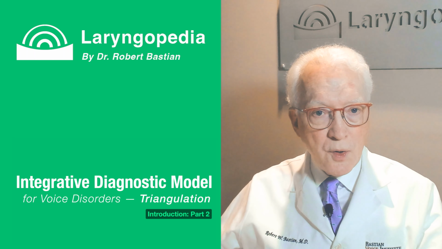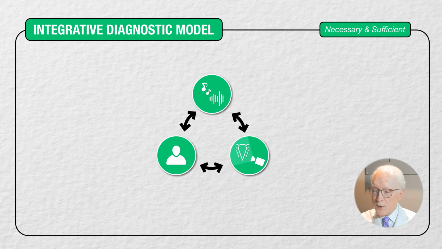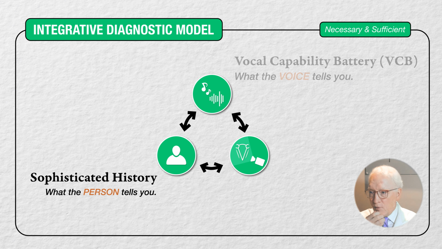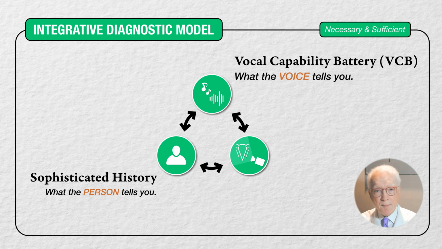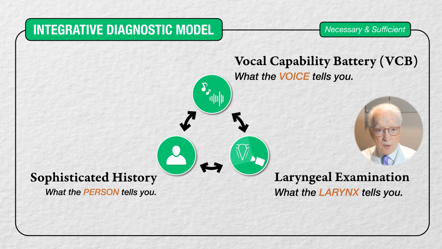So just let me show you a little summary here. The integrative model is what the person tells you in the history, what the voice tells you via vocal capability interaction, and more to come on that later, and what the larynx tells you with a really high quality examination. Once you get those three pieces of information, the three things should all line up on the same diagnosis.